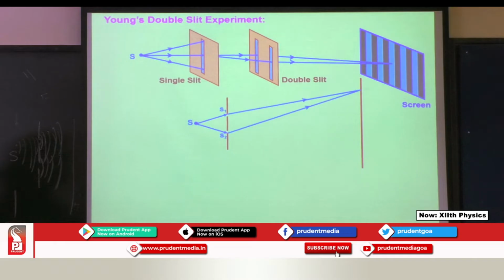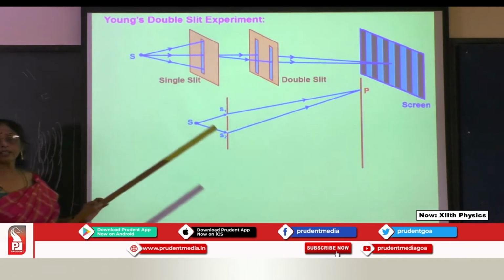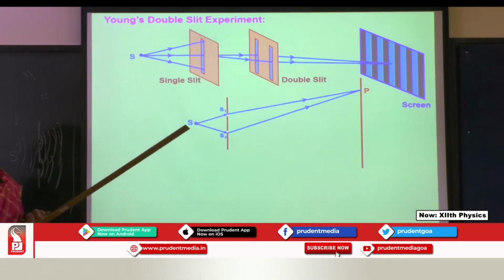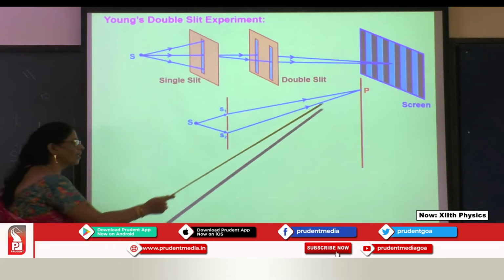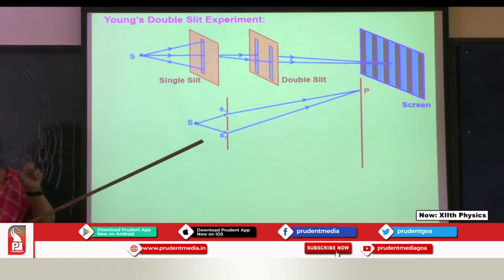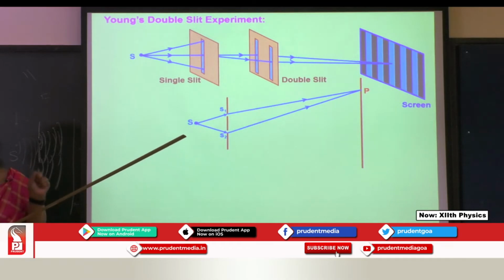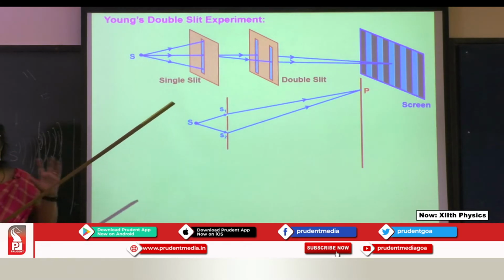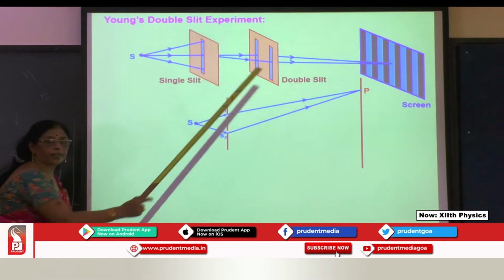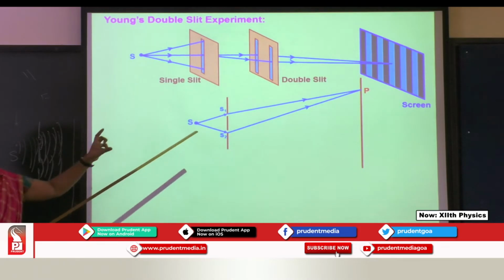Now listen here students, a very important one. From S1 to P and S2 to P, the path travelled by the wave is different. S1 to P is a short distance and S2 to P is slightly longer. That is the difference, we call it path difference. The path travelled by the waves emerging from S1 and S2 are not equal. And if they are not equal, then they meet and interfere. Only if there is a path difference, they interfere.